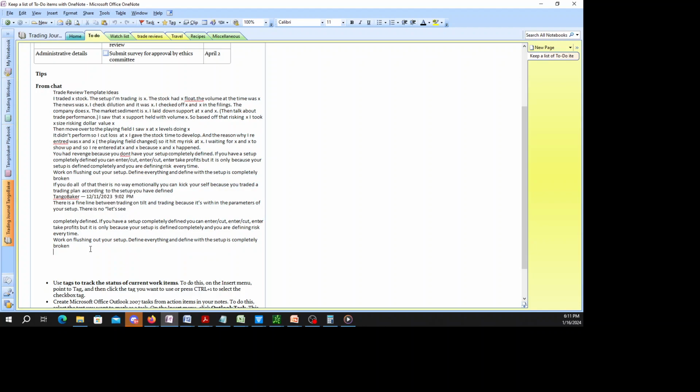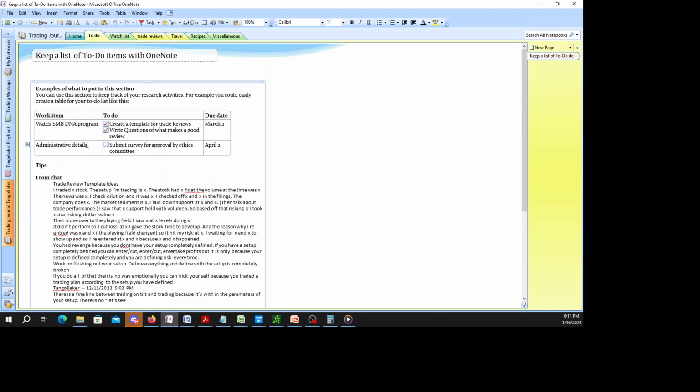And then the other portion I'll be working through is going through the SMB Capital DNA program, which I also purchased, and watching that about building a template for my trade review. So I've got quite a bit of work to do, and I'll keep on adding this stuff.